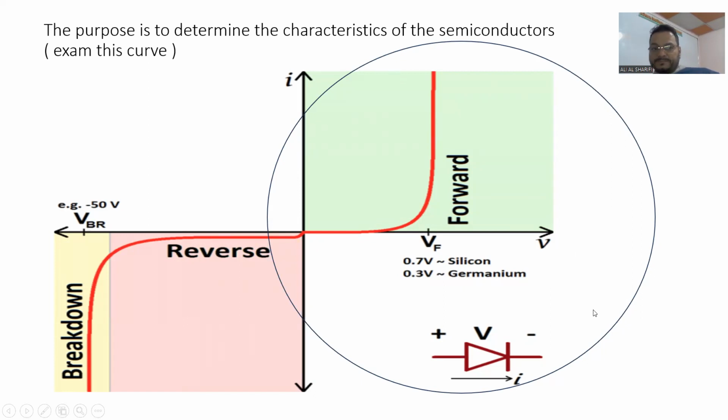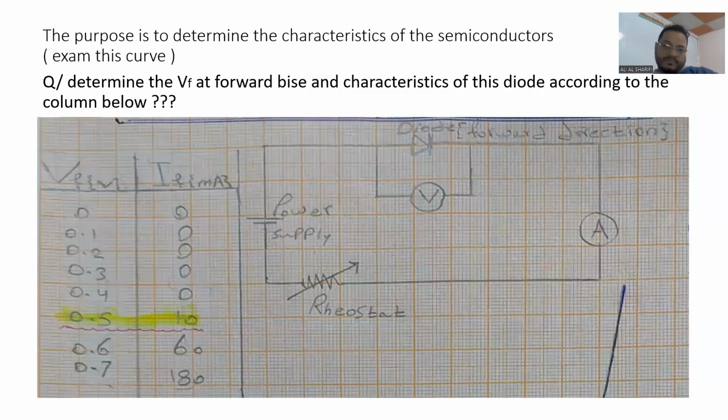In the lab, we just add forward bias and we will know what the forward voltage is. In this column, the question in your exam will be to determine the forward voltage at forward bias and the characteristics of this diode according to the column below. Which column? This column.